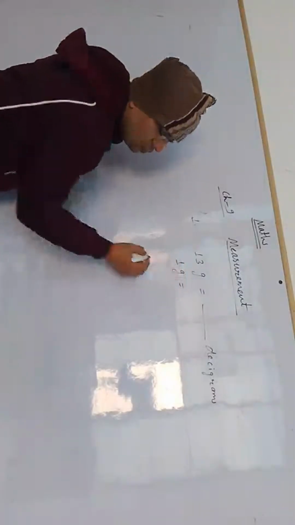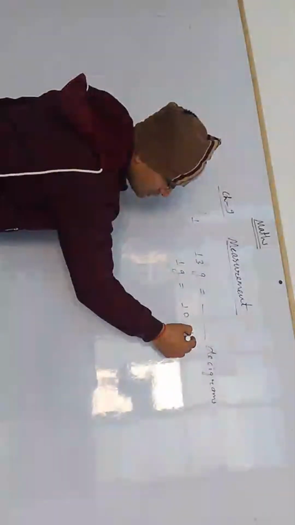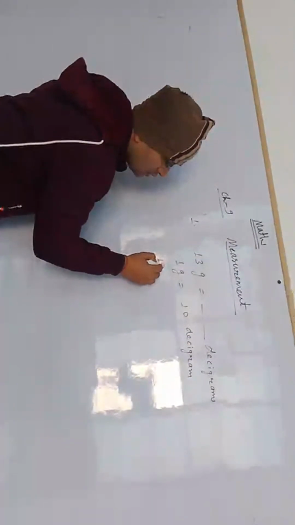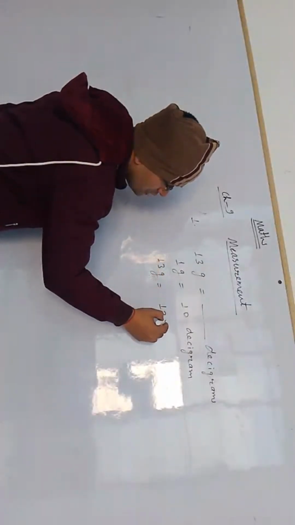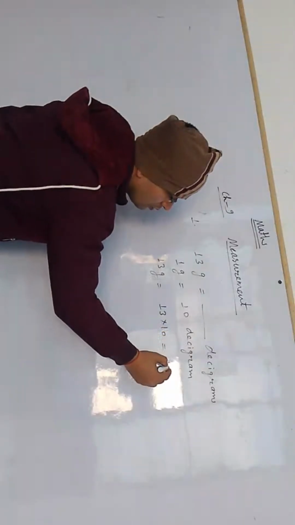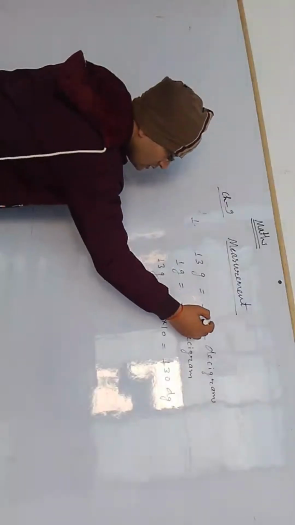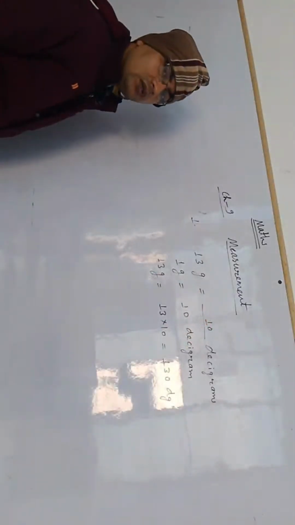We know that 1 gram is equal to 10 decigram. Then 13 gram is equal to 13 multiplied by 10, 130 decigram. Okay, then here we will fill 10. Answer is 10.